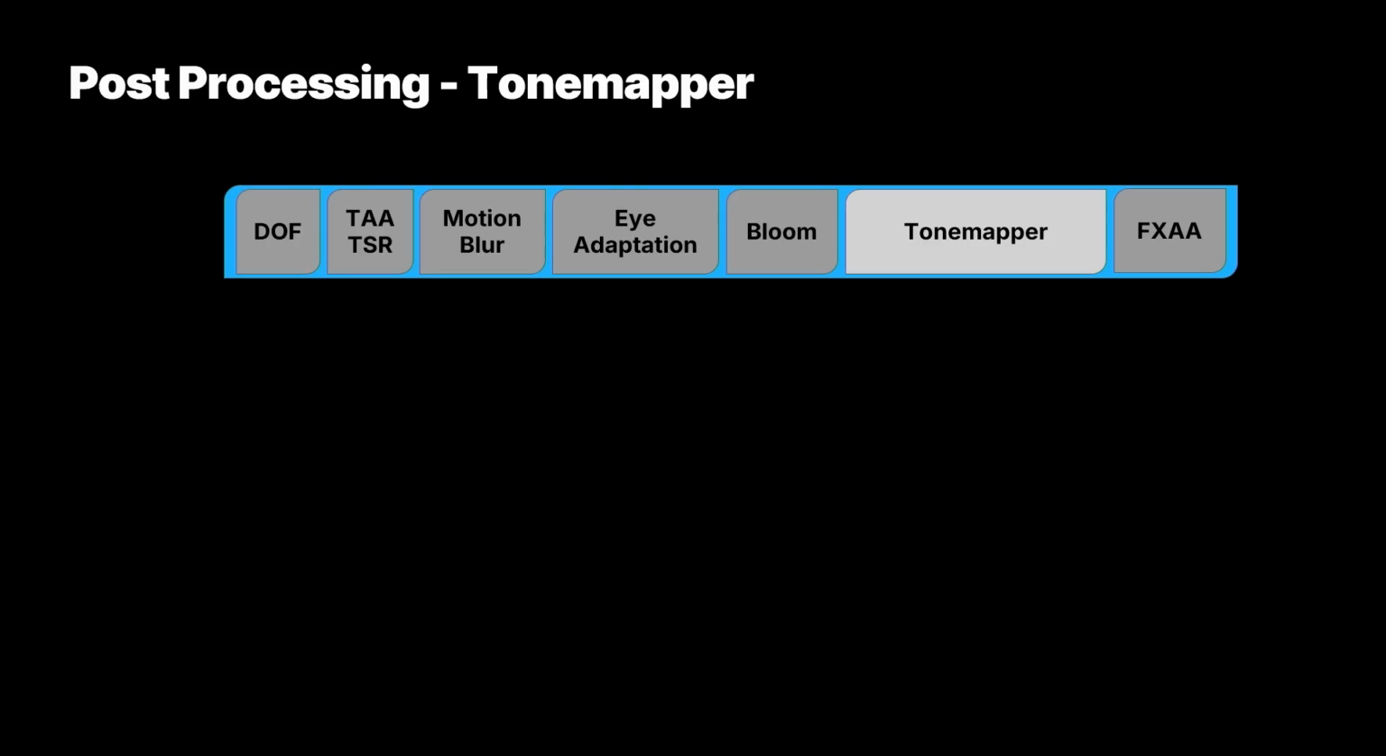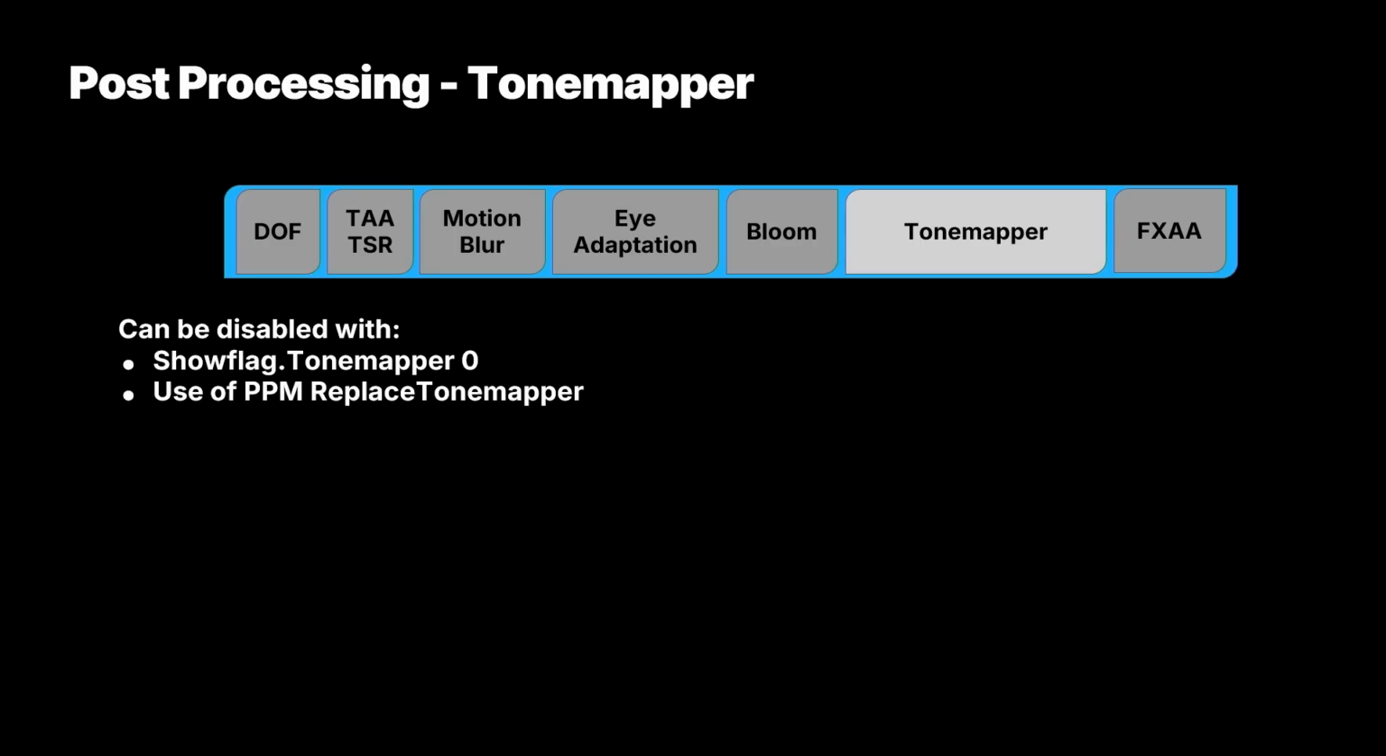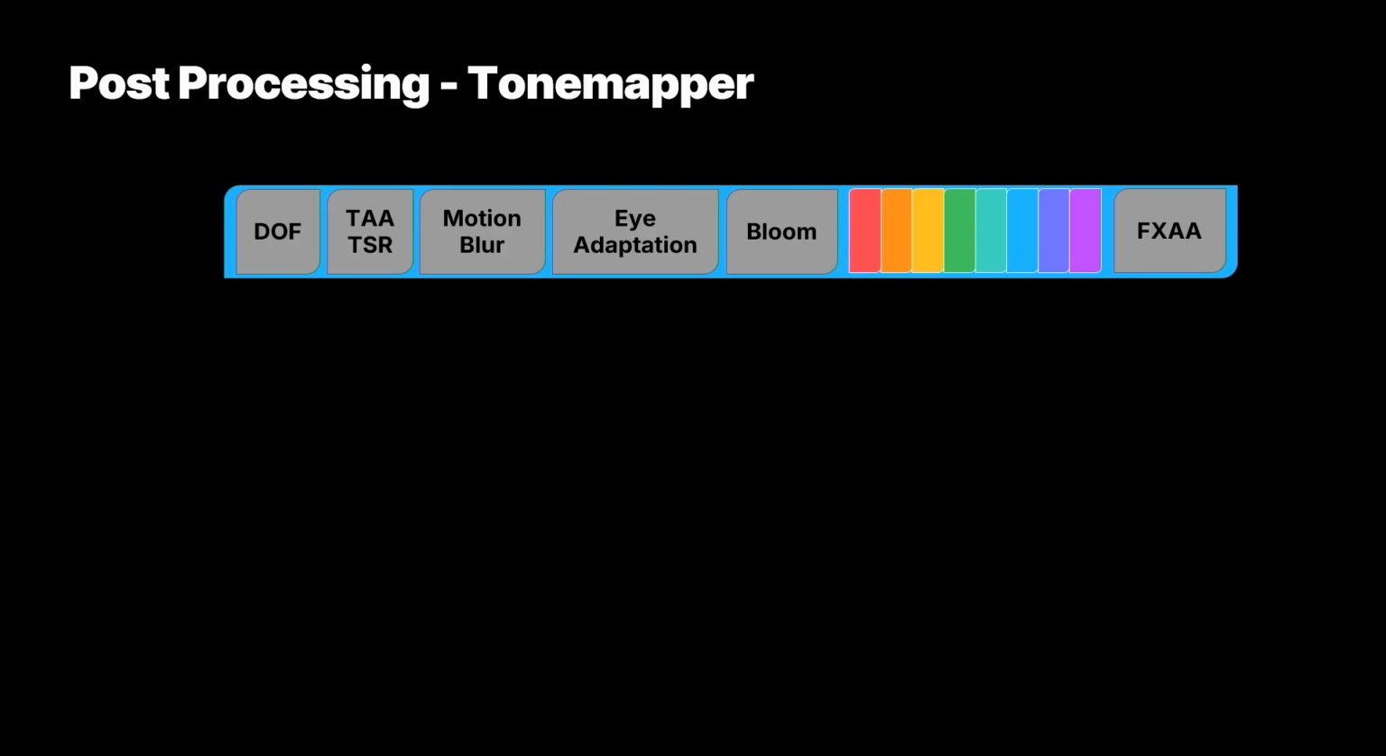Now, along the way, I mentioned the tone mapper three times there, and we should probably cover exactly what's happening there. One of the most common questions I get is, how do I turn off the tone mapper? And it's possible. You can use a show flag to set the tone mapper to 0. You can use a post-process material to replace the tone mapper. But as it turns out, I don't recommend these because it might turn off too much. And this is why. The tone mapper is a whole bunch of steps. It's not one thing.